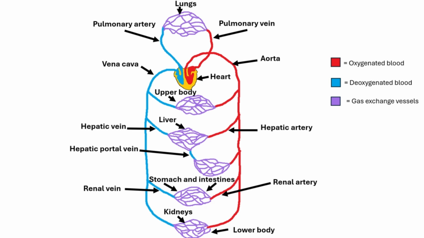Since the circulatory system is a closed loop, a circulatory diagram can simplify showing the major blood vessels and the flow of blood throughout the body.